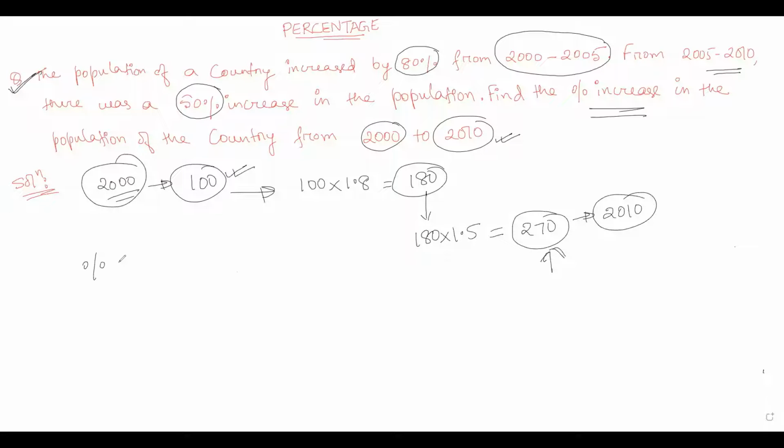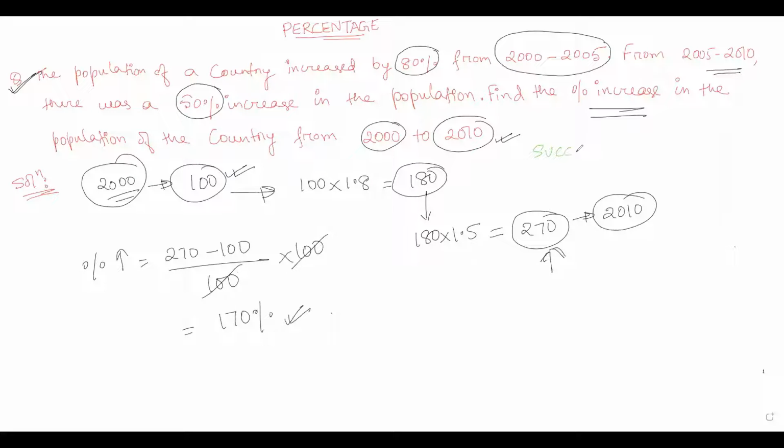We know how to calculate the percentage increase. This would be simply 270 minus 100 upon the initial population, which was 100, times 100. So this would be 170%. That means there is an increase of 170% in the population of the country from the year 2000 to 2010.